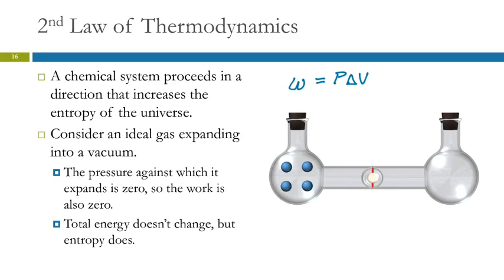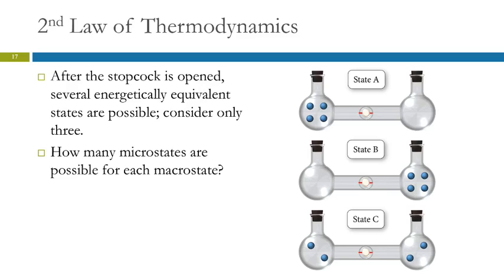There's no Q, there's no heat being exchanged. So when this gas expands to fill the entire system here, there is no change in energy. Everybody okay with that? But the entropy changes. And that's why it spreads out. So after you open that stopcock, we have several different states that are possible, all with the same energy. We're only going to look at 3 of them.